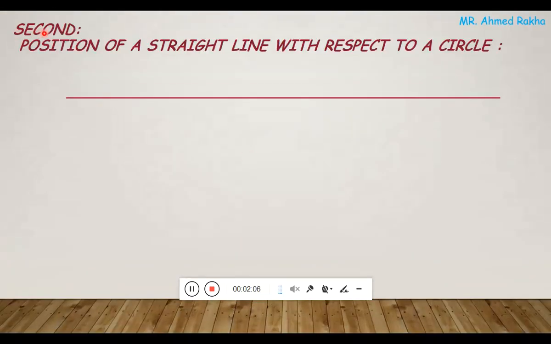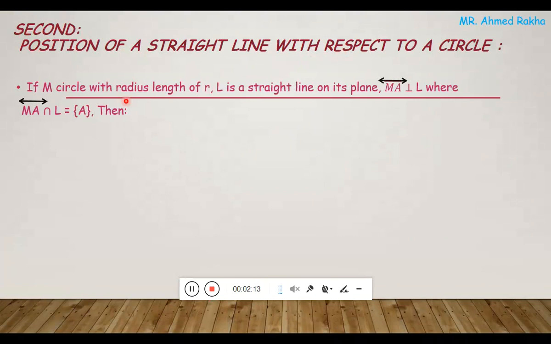Now the second situation: position of a straight line with respect to a circle. Now we will have a straight line and a circle. If M is a circle with radius length R and L is a straight line on its plane, MA is perpendicular to L. This is the reason we put it there, to write the measure of the length of MA.